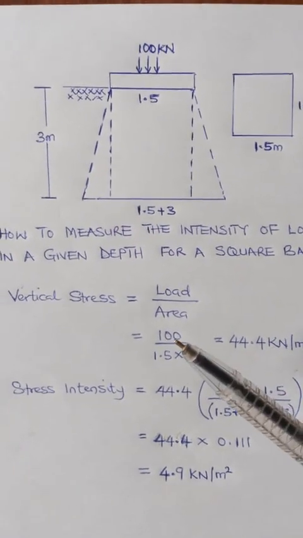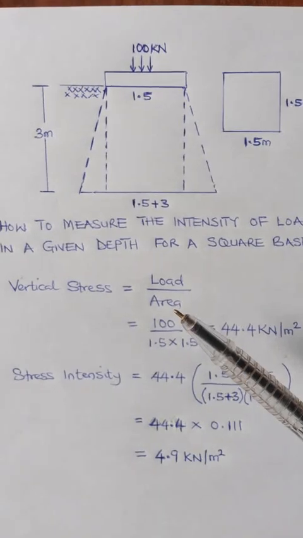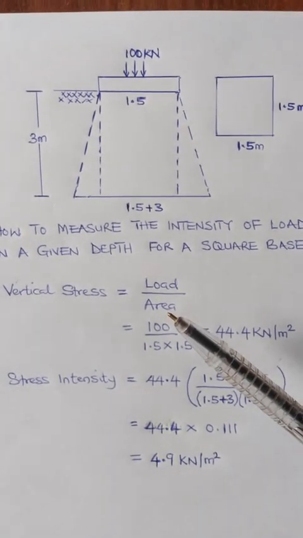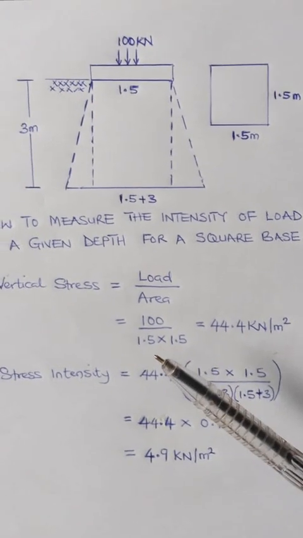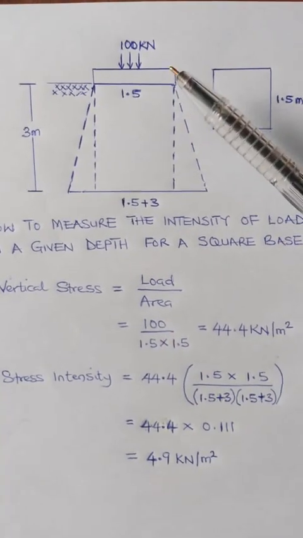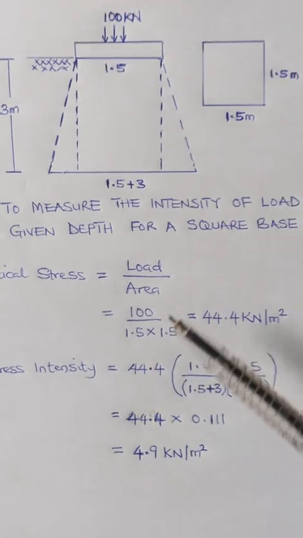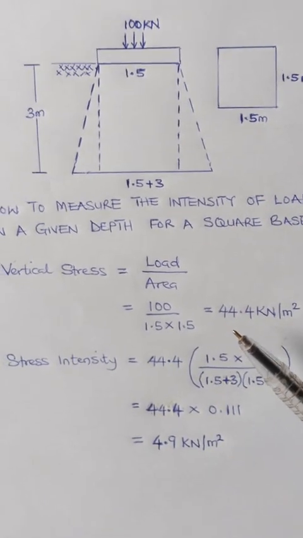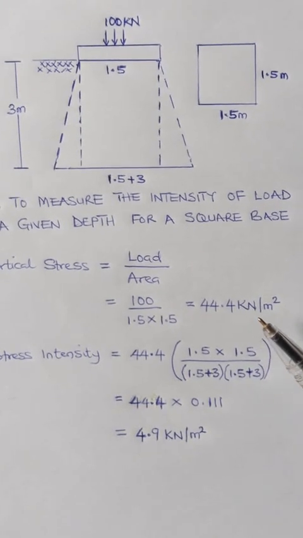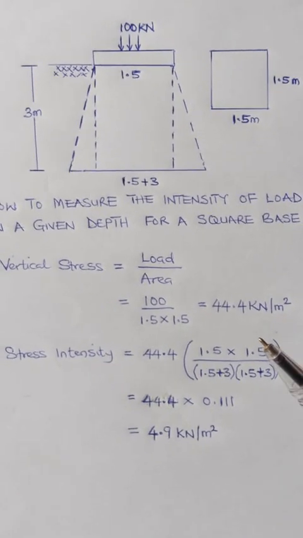So first and foremost, we have to look at the vertical stress. Now the vertical stress is load over area, and we have our load as 100 kilonewton. We have our area as 1.5 by 1.5, as it is a square base. So we have 44.4 kilonewton per meter square.